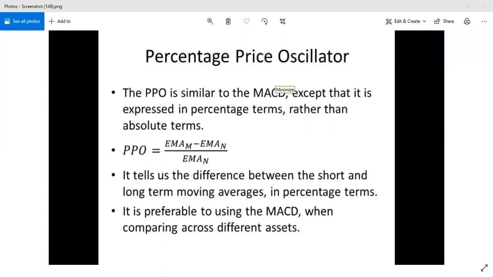In today's session, we are dealing with three indicators. That is PPO, percentage price oscillator. Second is the ADX, and third is the parabolic SAR. Let's start.